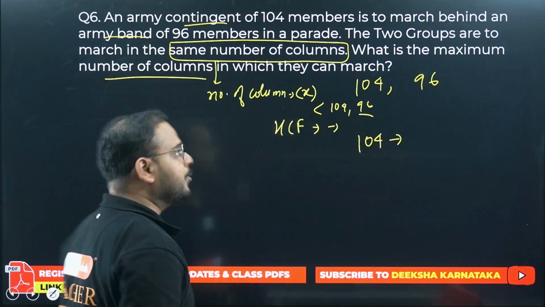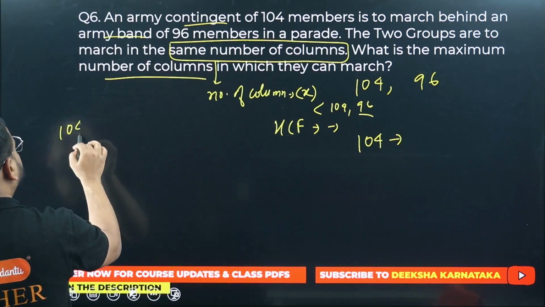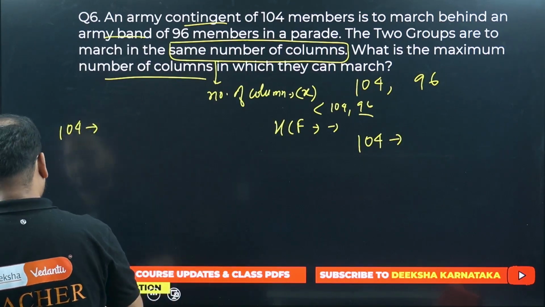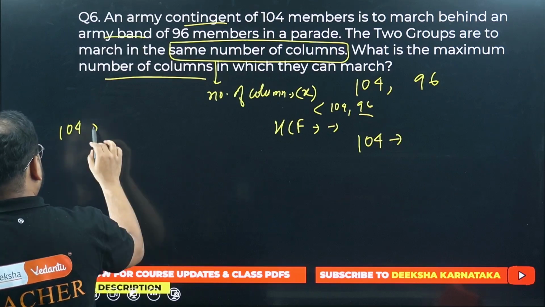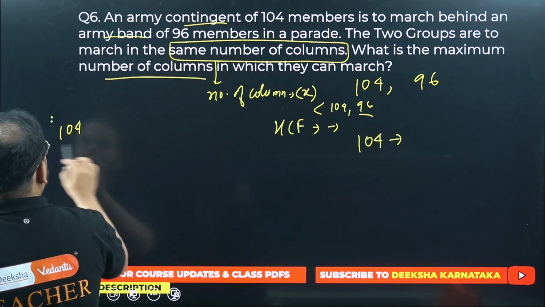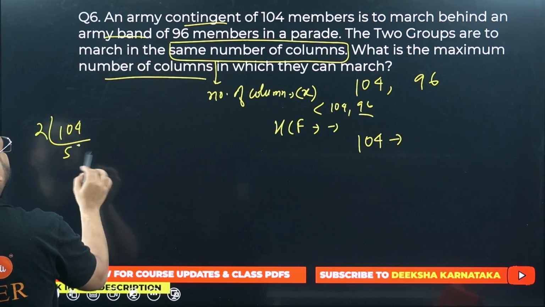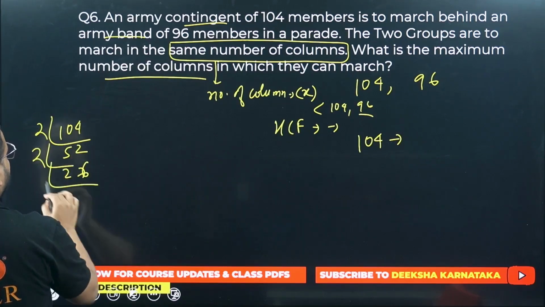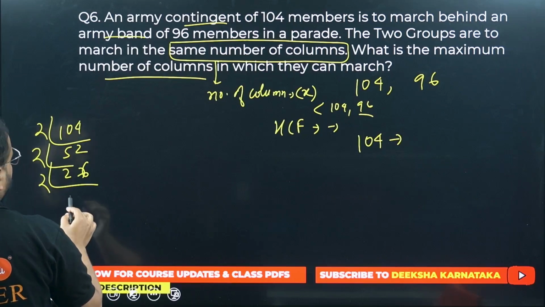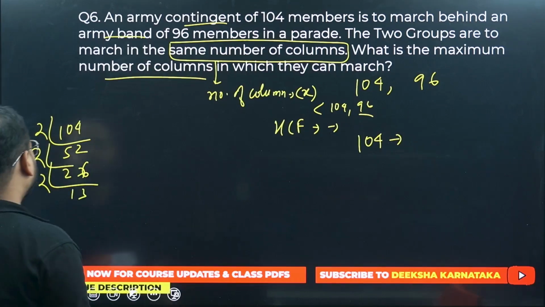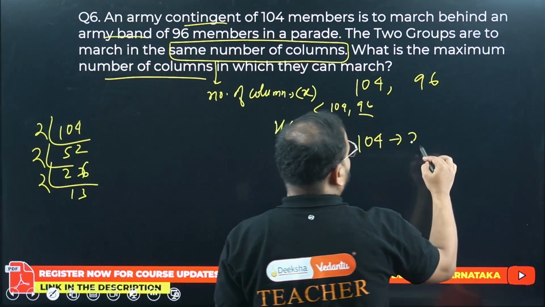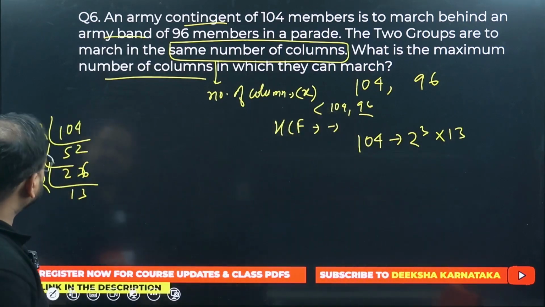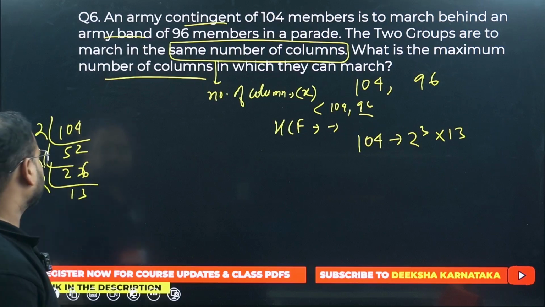For 104, what are you going to do? First thing is, please do the prime factorization here. 104 is 2 times 52. 52 is 2 times 26. Again 2, and how much is that? It's going to be 13. So 2 into 2 into 2 into 13, so 2 cube into 13. Am I right? Please cross check: 52, 26 and 13. Yes, correct.